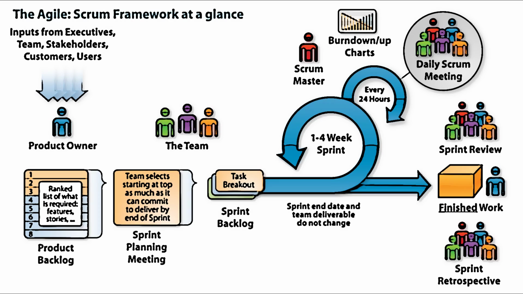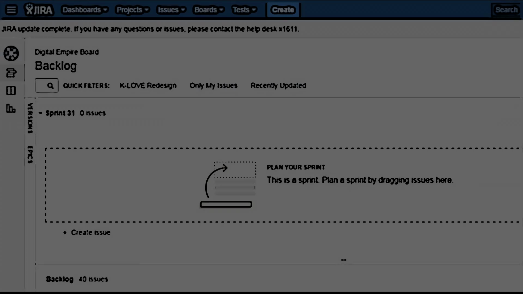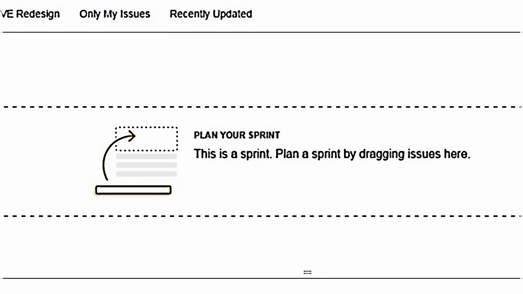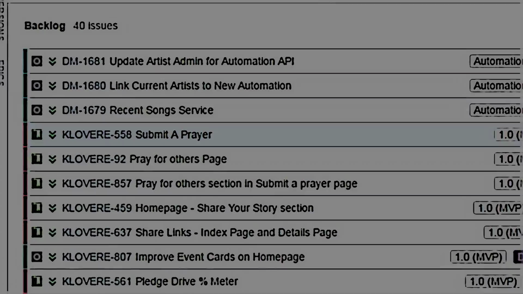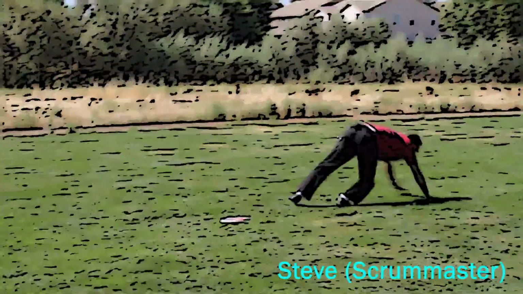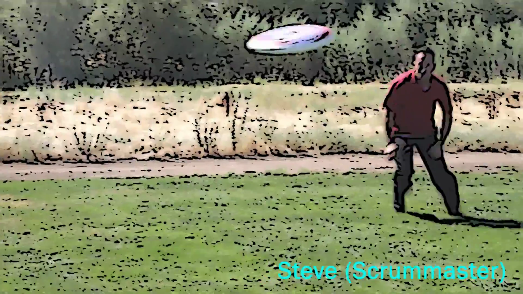An Agile sprint is a 2-week period where the Agile team works together to complete tasks chosen from the backlog. The backlog is an online resource where requests are entered by the business for new products or services for the Digital Empire team to complete. The Digital Empire team consists of a Scrum Master who leads and coordinates most meetings.